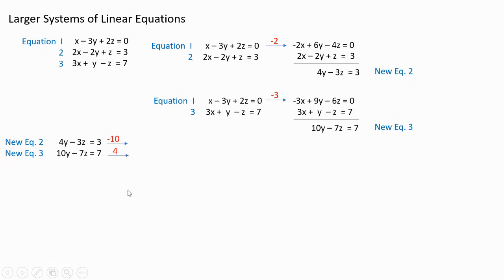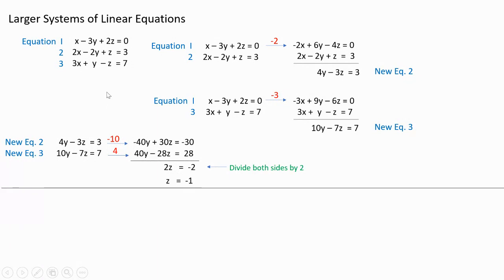But I need to multiply -10 times every term. So if I multiply -10 times every term in equation 2, this is the result: -40Y plus 30Z equals -30. In a similar manner, if I multiply 4 times every term in equation 3, it will give us 40Y minus 28Z equals 28. So after we add them, the Y's get eliminated. So we get 2Z equals -2. Now here's where we have to solve for Z. We divide both sides by 2, and it gives us that Z equals -1.